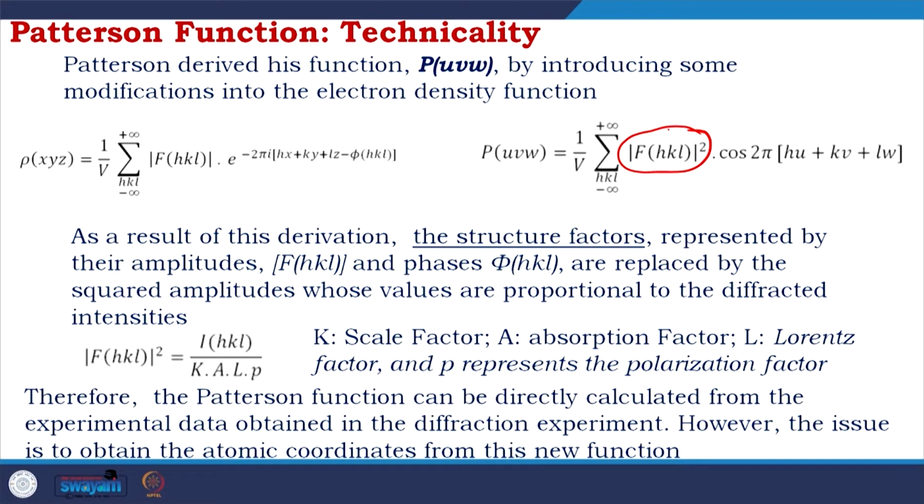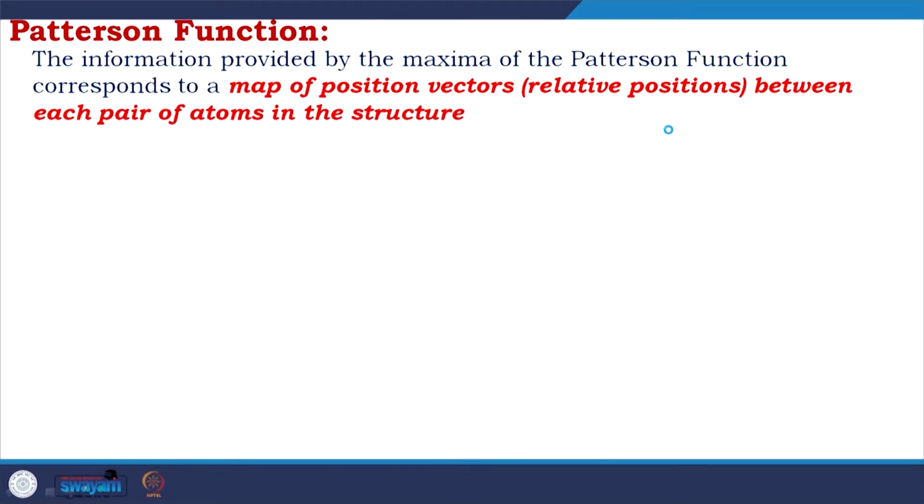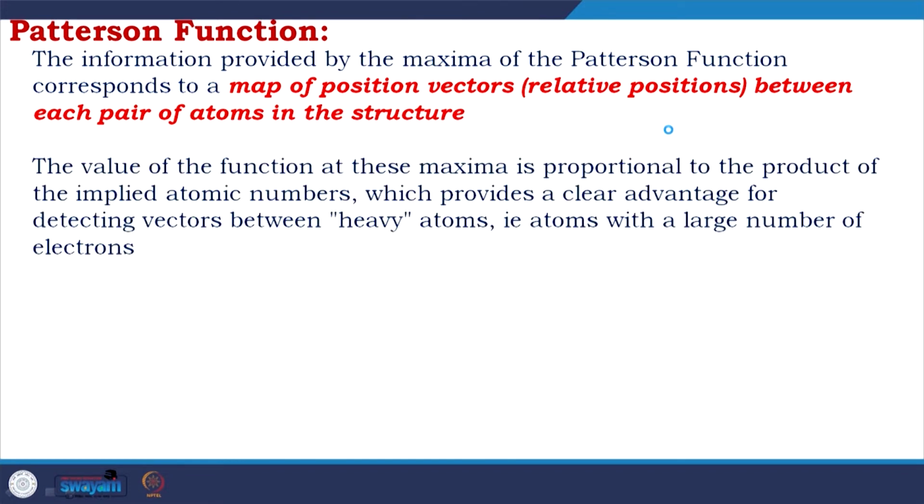So, the Patterson function can be directly calculated from the experimental data obtained in the diffraction experiment, because now we do not see the involvement of a phase. However, the issue is to obtain the atomic coordinates from this new function. The information provided by the maxima of the Patterson function corresponds to a map of position vectors, which are relative positions between each pair of atoms in the structure. The value of the function at these maxima is proportional to the product of the implied atomic numbers, which provides a clear advantage for detecting vectors between heavy atoms, that is, atoms with a large number of electrons.